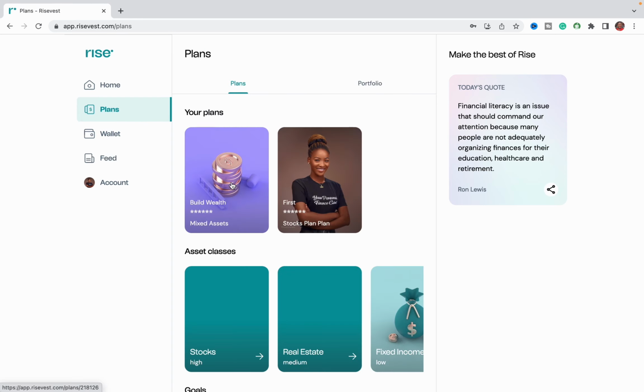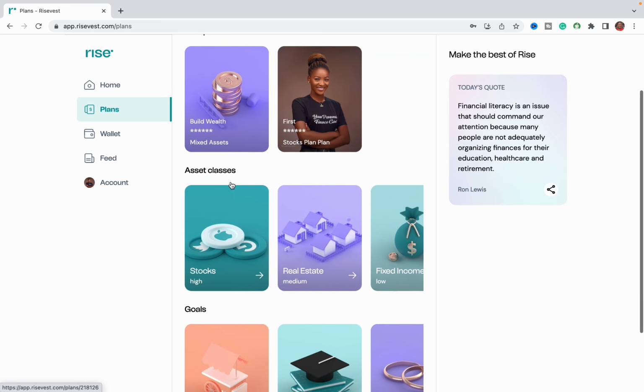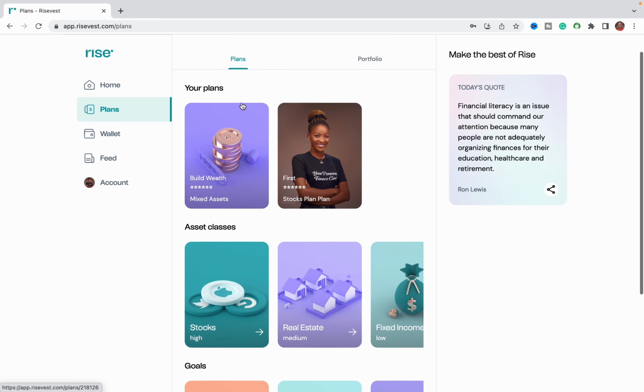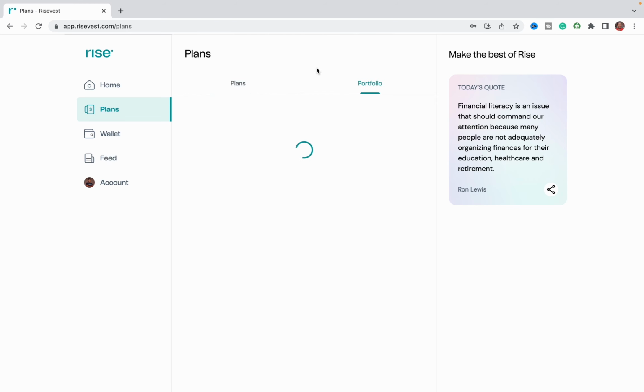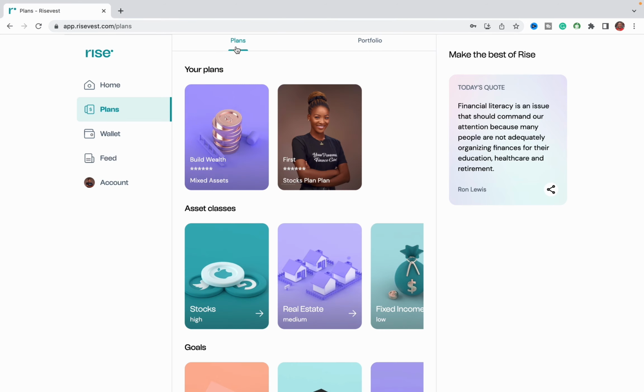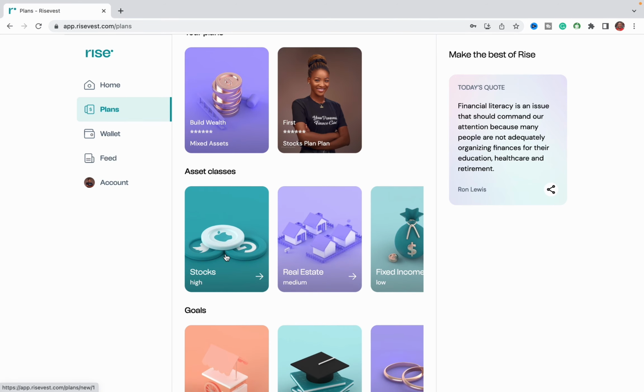Let's talk about plans. So basically you want to check out their plans. You can see that I have a stock plan, I have a build well plan, and then there's the portfolio part that has different mixes of assets. So depending on your own appetite, you want to pick what best suits you.